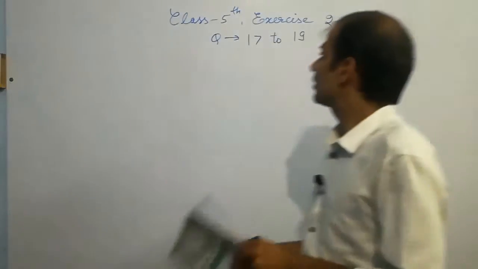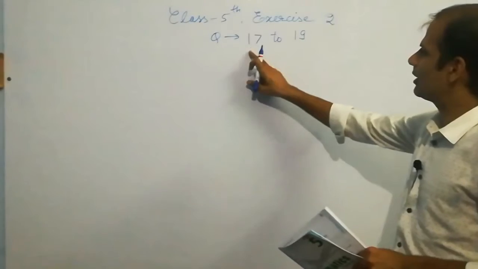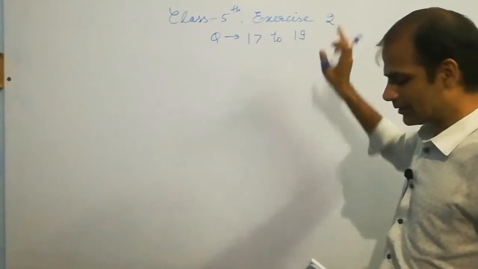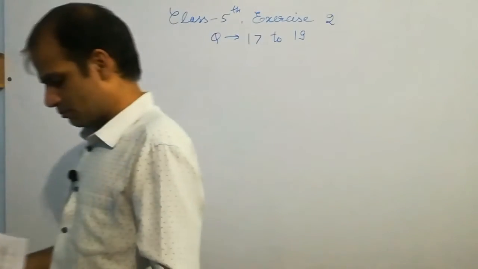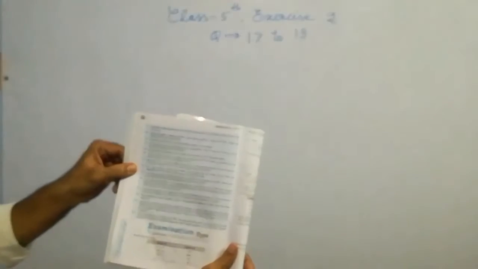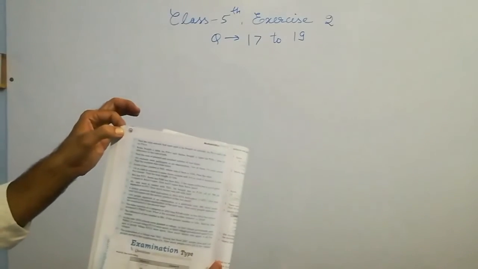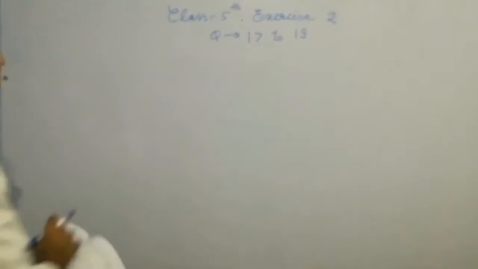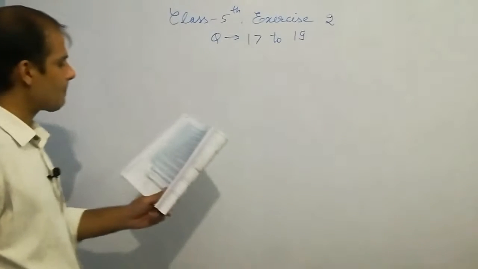In this video I will solve question number 17 to 19 of exercise 2, page number 18. See, this is the relevant page of your maths book and this is page number 18. Today I am going to solve these three questions. These are related to addition and subtraction only.